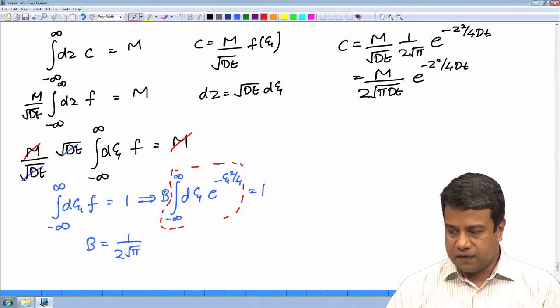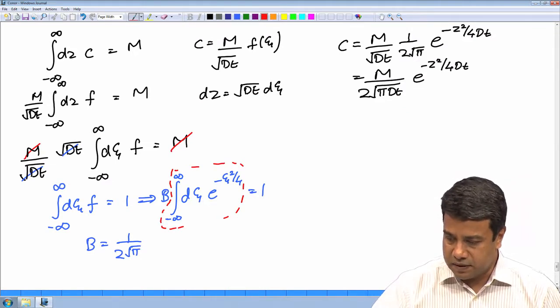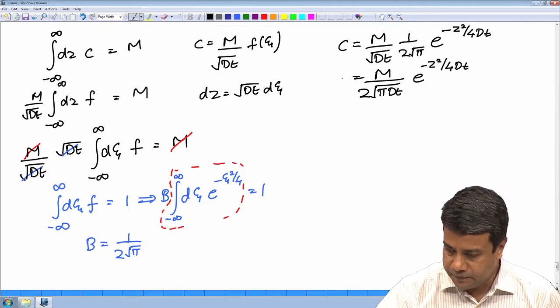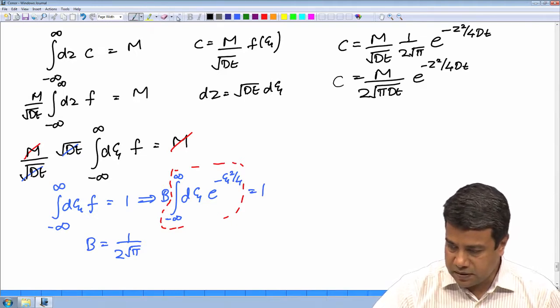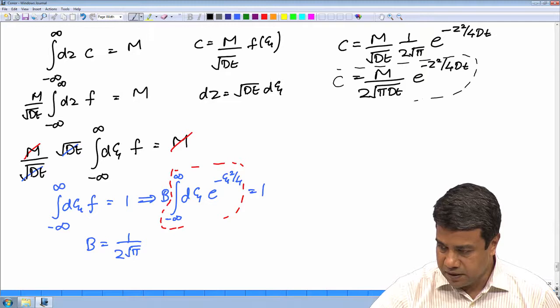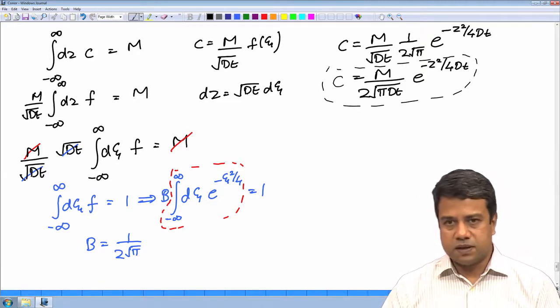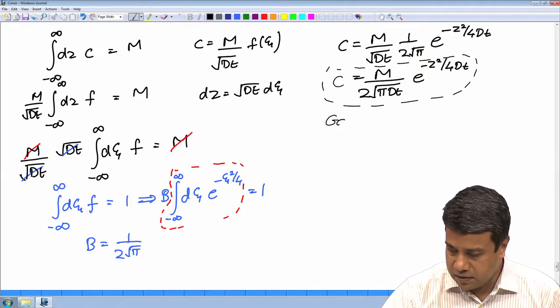And once we had that, we had solved it. And we had got the concentration field. This is the concentration field. This is what is called a Gaussian.